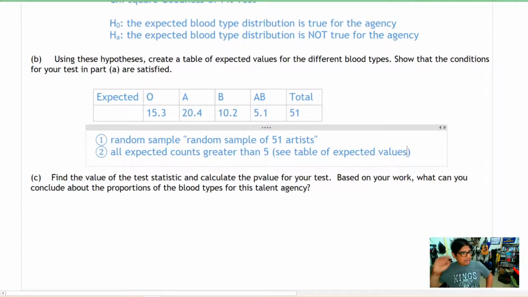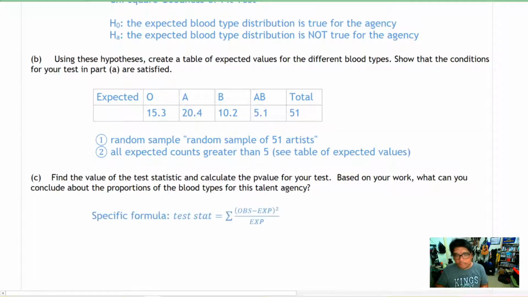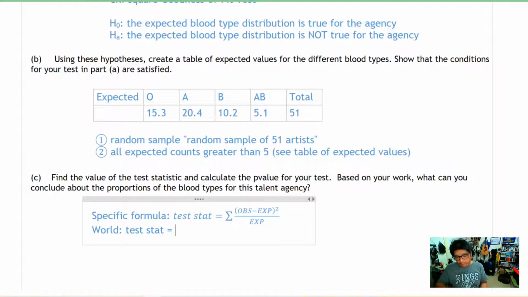Letter C. Find the value of the test statistic and calculate the p-value for your test. Based on your work, what can you conclude about the proportions of blood types for this talent agency? To be a little less confusing, I'm going to say that the test statistic is equal to sigma, the sum of observed minus expected, squared, over expected. Now there's only 4 categories. It's pretty typical. So we're going to show all of the fractional pieces of our test statistic.